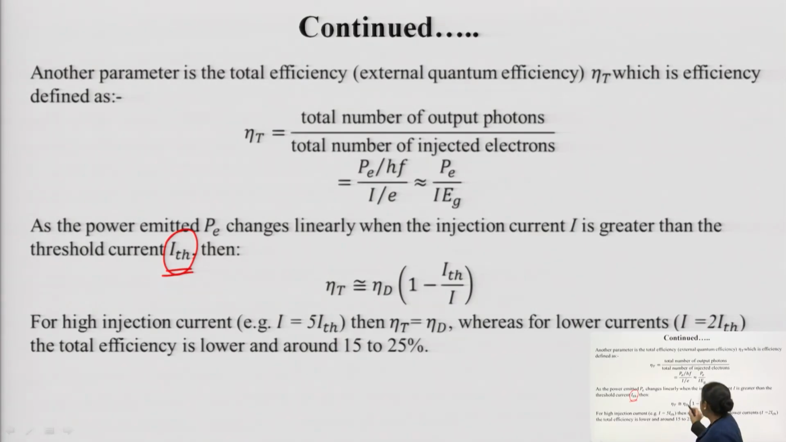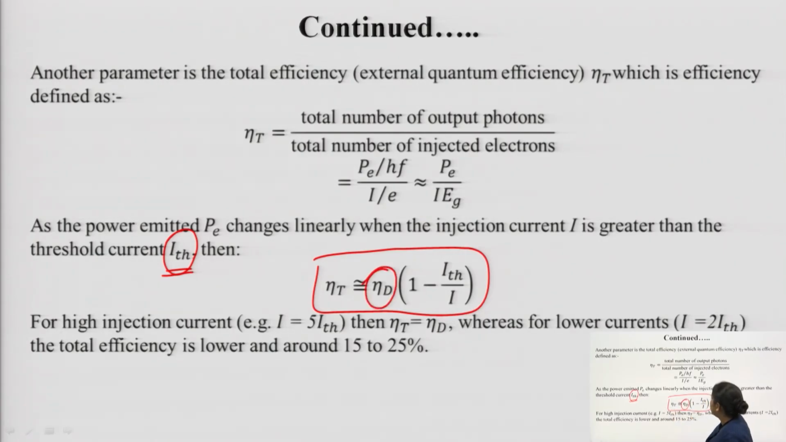It has to be achieved so that the process of lasing can start. So, how is it related? Total efficiency is related to the external efficiency by this formula, and in the case of an injection laser, we can make total equal to the external one by putting I equal to the threshold. This can happen, whereas for lower current this is given by this one.